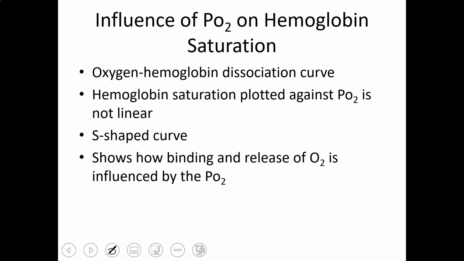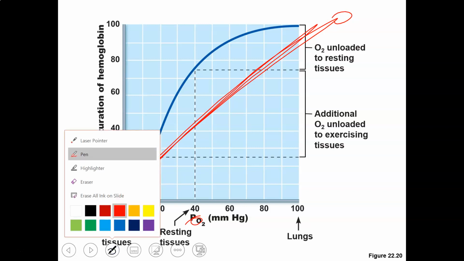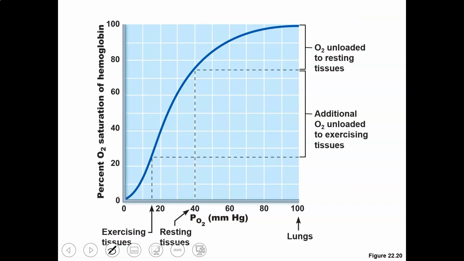This brings us to the oxygen hemoglobin dissociation curve. Now, what you would expect is not that, it's this. You would expect that as oxygen levels go up, saturation levels go up proportionally. That is not the case. Instead, we get this curve. This curve means that hemoglobin is nearly completely saturated at a much lower partial pressure than what we actually have.